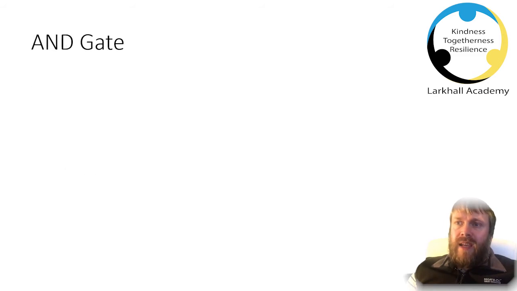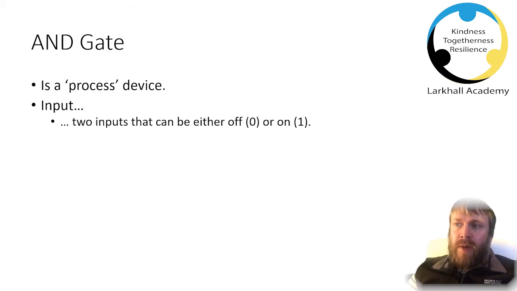So the AND gate then, the AND gate of course again is another process device. This time we've got two inputs, and input 1 can be on or off, on obviously being 1 and off being 0. Input 2 can be on or off, and they're both independent of each other, so one can be on and the other can be off, or vice versa, or they both can be on, they both can be off. It just depends on what these two inputs are.